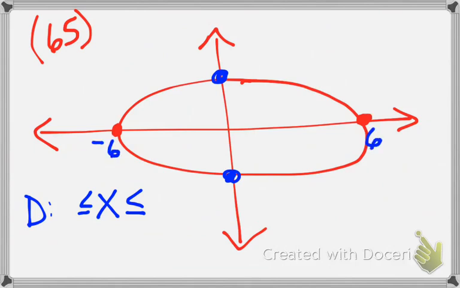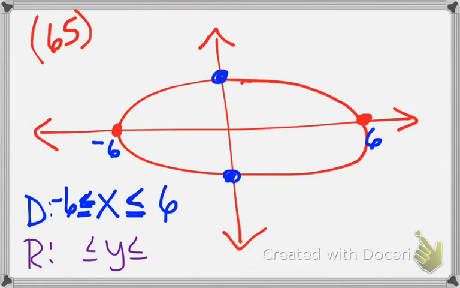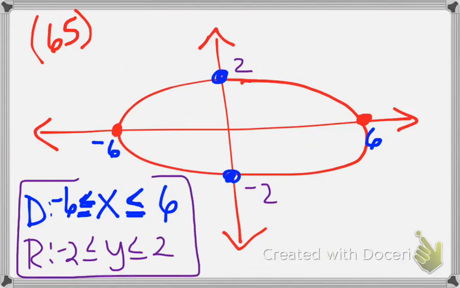So I'm going to write this as x is between 6 and -6. And then I'm going to write that my range, y is between, and the y values up here are 2 and -2. So y is going to be between 2 and -2. So that's the domain and the range for that ellipse.